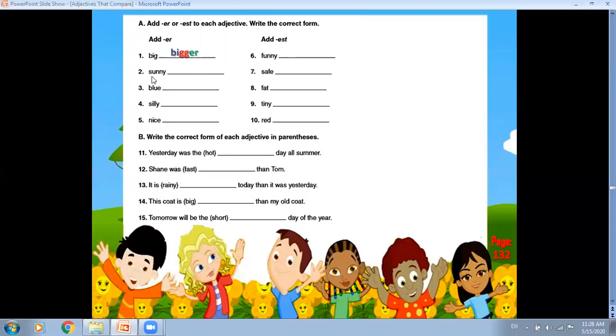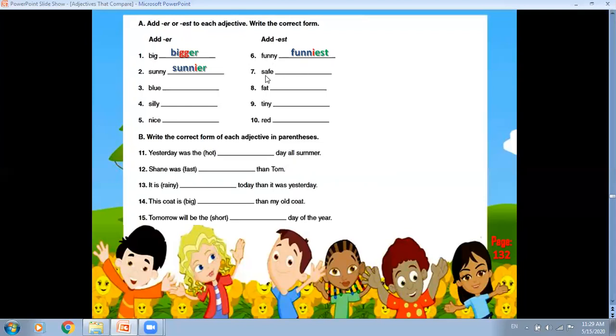Yes, that's right. Number 2, sunny. This adjective ends in a consonant and Y. So I have to change the Y to I and add ER. Let's check. Sunnier, see? I-E-R. Great. Now I have to add EST. Funny. Here also I have a consonant, N, and Y. So I have to change the Y to I and then add EST. Funniest. I-E-S-T. See?